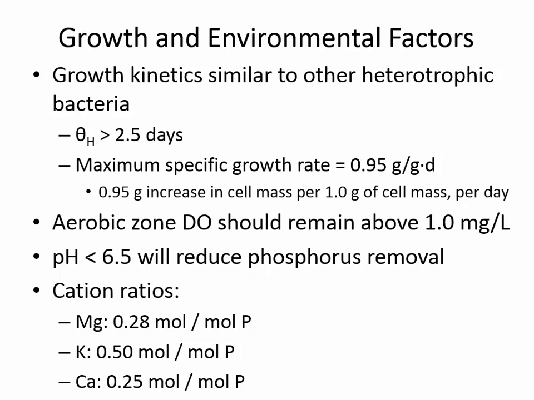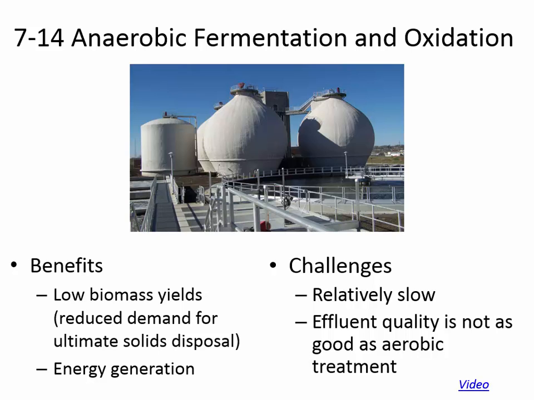To prevent the ortho forming, the dissolved oxygen concentration should be above 1 milligram per liter. There's also some concerns with the pH going too low, or if you don't have enough of these other trace nutrients, then the phosphorus accumulating organisms can't grow and thrive unless you've also got some magnesium and potassium and calcium and so on.